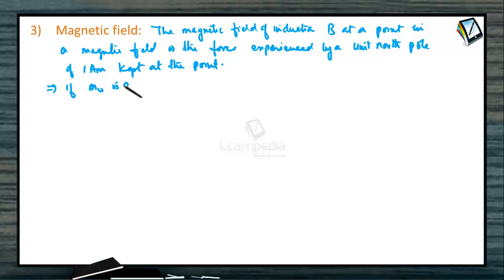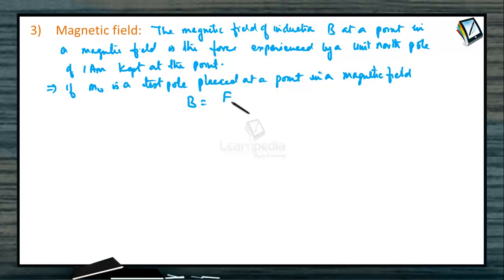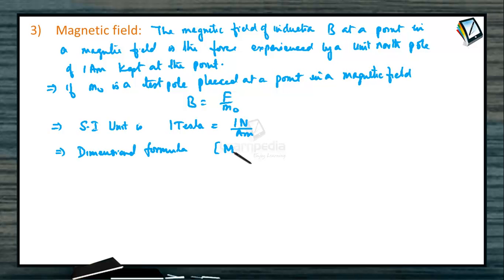If m0 is a test pole placed at a point in a magnetic field, then the force experienced per unit north pole gives the magnetic induction or magnetic field induction. The SI unit is 1 Tesla, which is equal to 1 Newton per ampere meter. The dimensional formula is M T^-2 A^-1. Magnetic field induction is the same at all points of the magnetic field if the field is uniform.